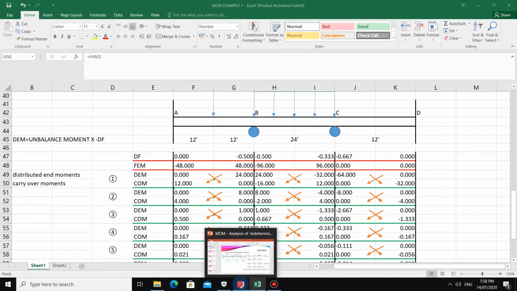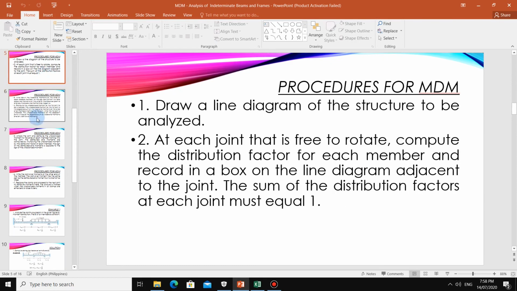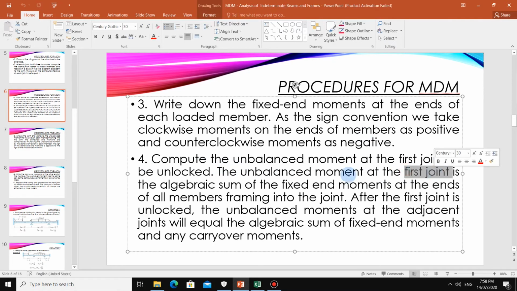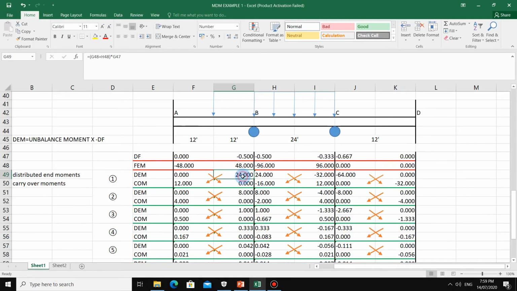Okay, so kapag i-explain ko dahil sa procedure guys, ito recall gamay. So guys, so the unbalanced moment at the first joint is the algebraic sum, guys, algebraic sum of the fixed end moments at the ends of all members framing into that joint. Okay, so ang sumoto ang maka-create og unbalanced moment kato mga fixed end moments sa joints. Okay? So mao na siya.